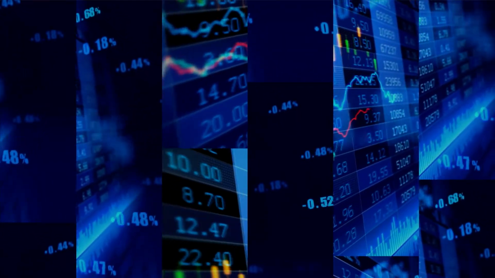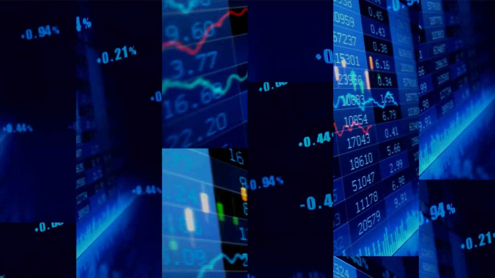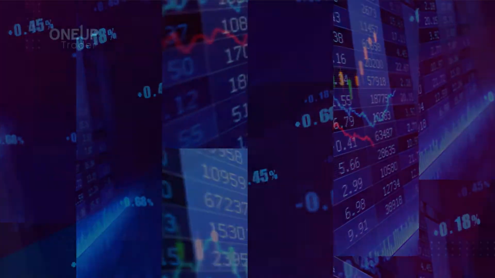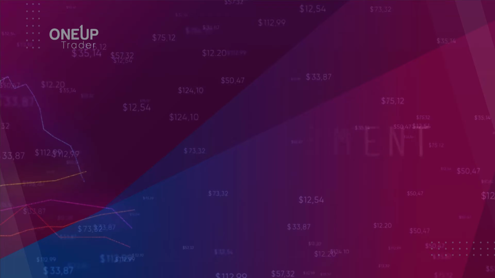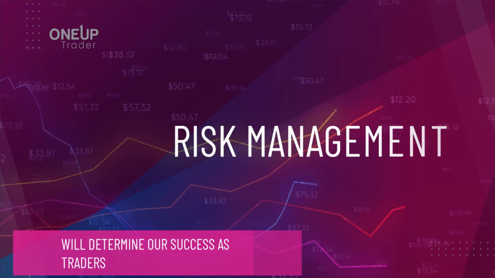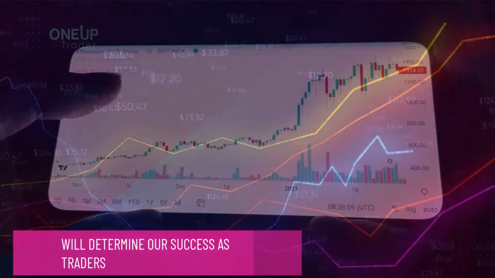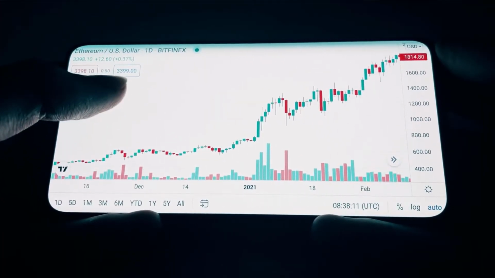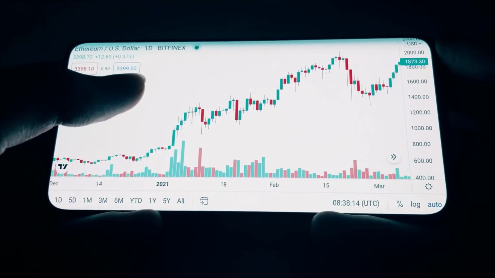But before we get into this week's strategy, please take a look at these important factors to keep in mind when trading any trading strategy. Risk management. When used correctly, it will determine our success as traders. We can have a perfect system on paper, but a poor method of managing risk will render our strategy useless.